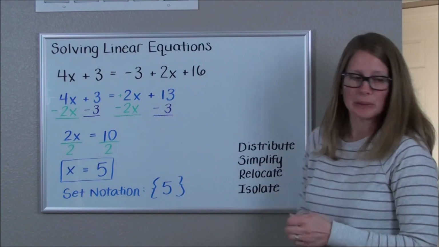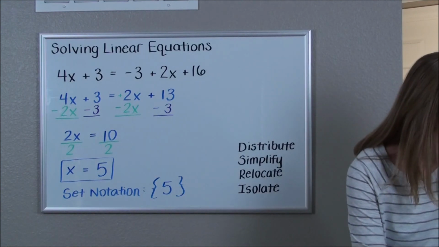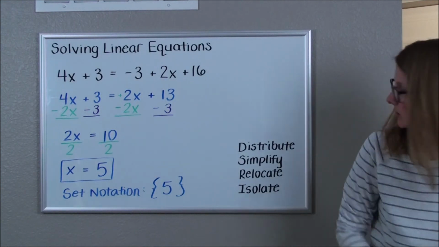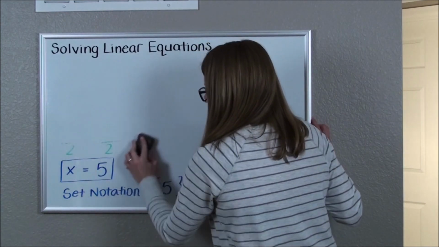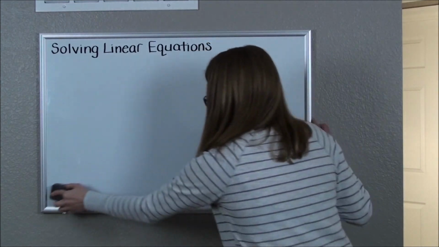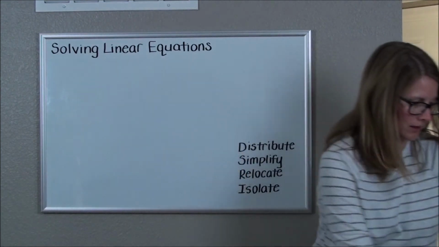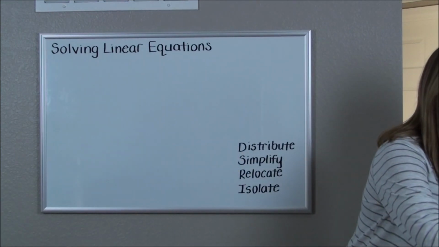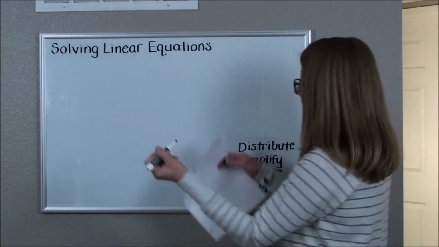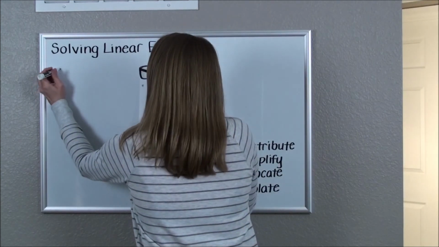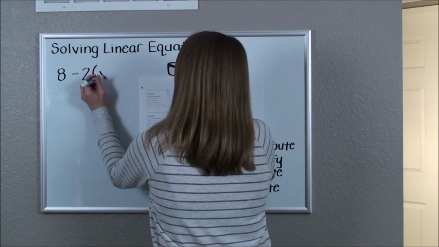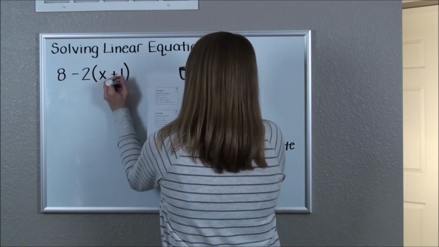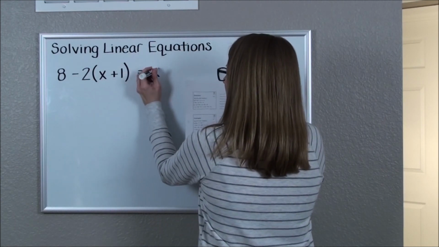So there's another example. Let's try a third example where this time we get to use all of our steps, including the distribution piece, because we love to distribute. It's so fun. So let's see here. Here we've got 8 minus 2 times the quantity x plus 1 is equal to x plus 9.